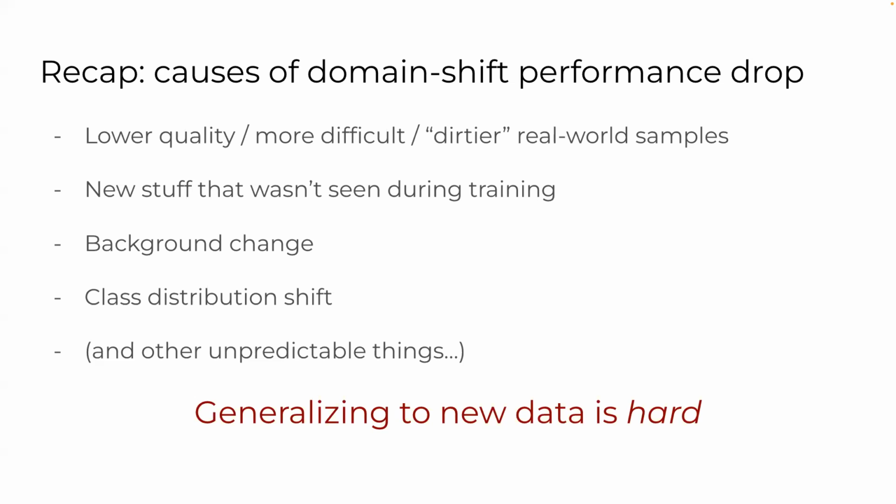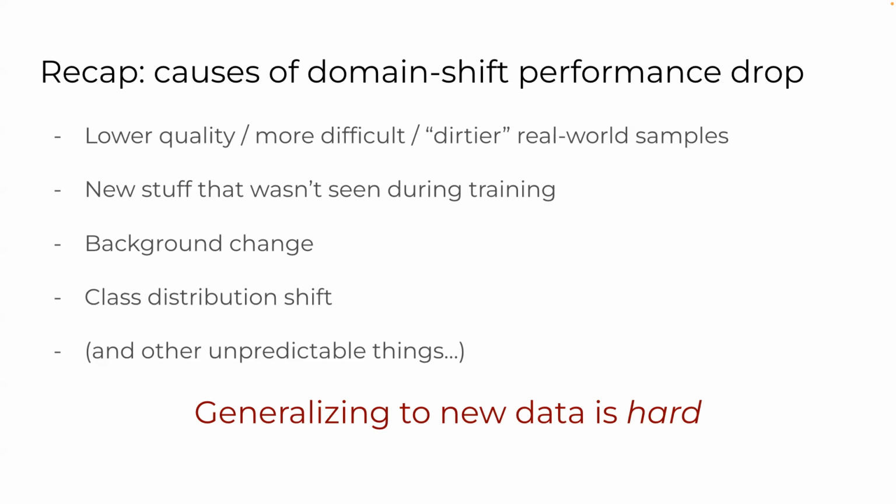Okay, so just to recap, what are some of the things that can cause a domain shift performance drop? Somehow the samples in your real data set might be messier, more difficult, or dirtier than your training samples. There's going to be new stuff, some new background. And then the other thing that I didn't mention in the previous slides is class distribution shift. In addition to learning features of your classes, the model gets information about how frequent classes are. So that goes back to the discussion we were just having. A common class incentivizes the model to predict that class more often to optimize its loss function, right? And you could write a loss function that tries to account for that.